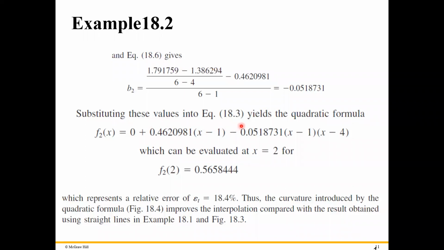So substituting these values into equation 18.3 yields the quadratic formula. So the quadratic formula in this case, we can obtain like this. We can substitute these values into these equations, and maybe simplify it, or if you just want to input the value of 2 into this equation, then it will be 0.5658444, which represents a relative error of 18.464%. Previously we were getting relative errors of 48% and 33%, but in this case we got a relative error of 18.4%. So the relative error has decreased by increasing it to a second order polynomial.